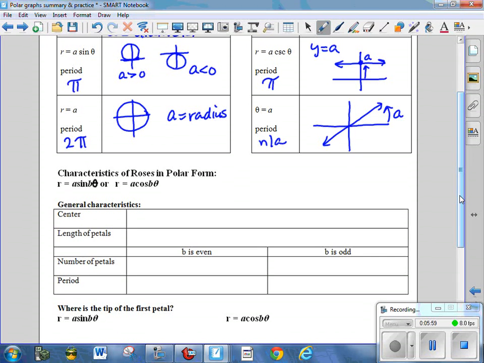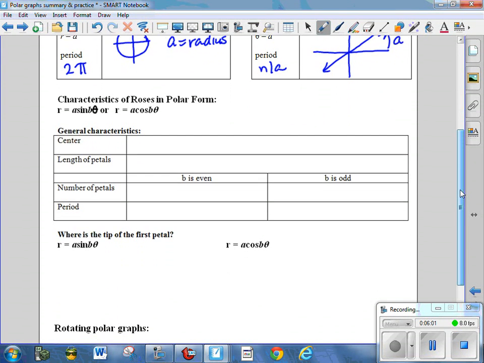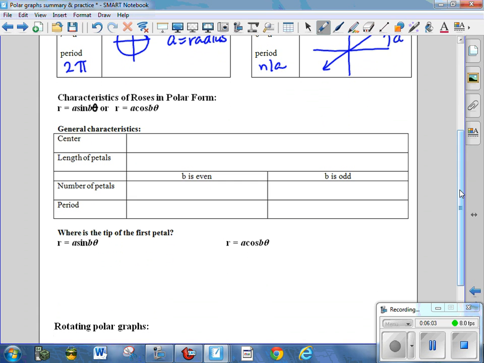For the characteristics of the roses, we have both a sine b theta or a cosine b theta. I left the theta off the notes for sine. You might want to put that in there, right there. The center of all of the roses is at the pole, 0, 0. The length of the petals is a. Number of petals depends on whether b is even or odd. If b is even, it's 2 times b, and the period is 2 pi. If b is odd, the number of petals is b, and the period is pi, and then it just repeats itself.